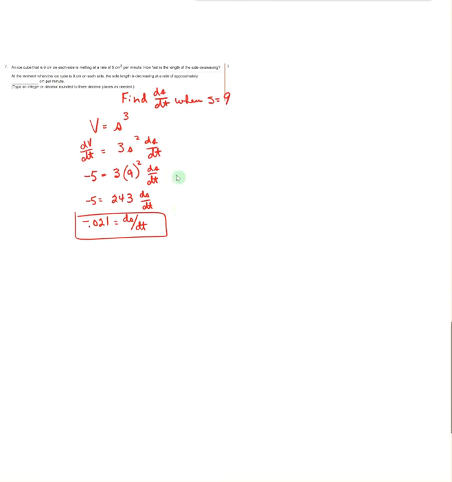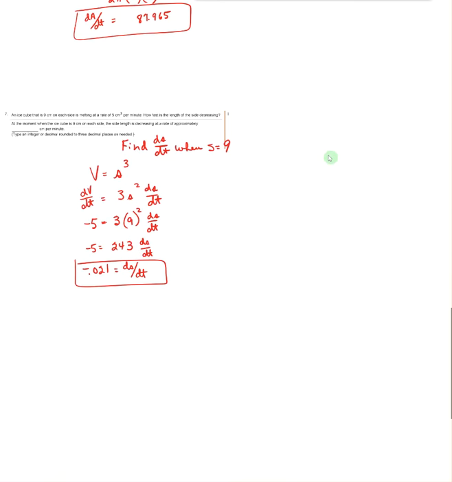Number 7, an ice cube that is 9 centimeters on each side, so it's a perfect cube, is melting at a rate of 5 centimeters cubed per minute. How fast is the length of the side decreasing at the moment when the cube is 9 centimeters on each side? The side length is decreasing. So again, that word means we're going down. So when we get a negative in our answer, we're not going to put the negative here. We're going to put the positive.